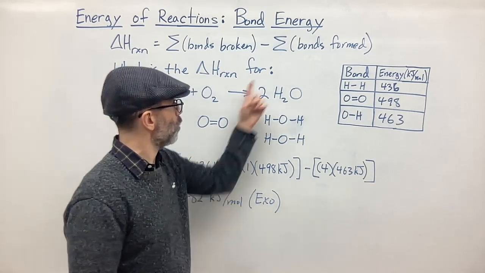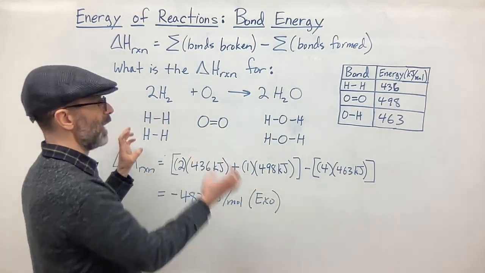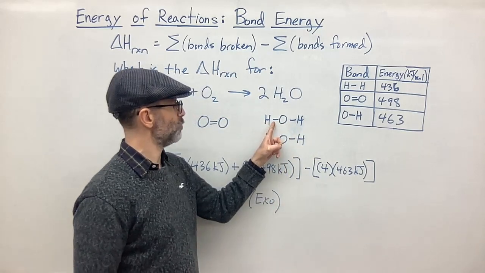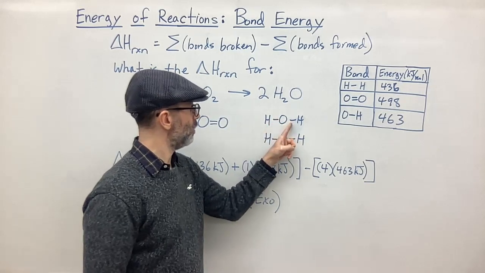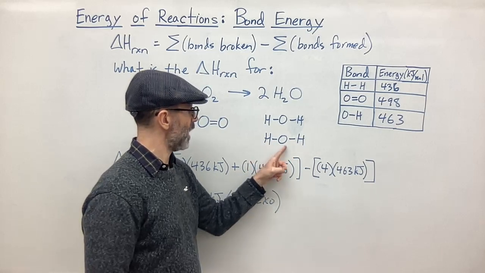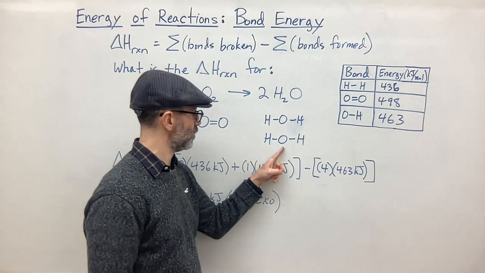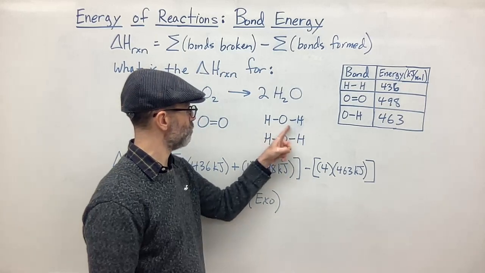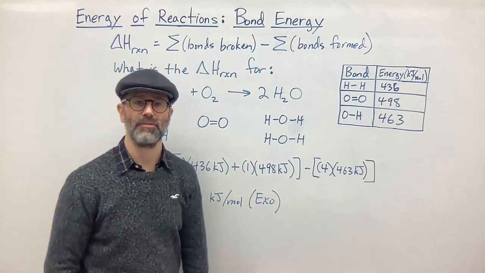And for water, when we break these atoms apart, we have to reform the atoms into 2 water molecules. That means we're going to form 1, 2, 3, and 4 hydrogen-oxygen single bonds. We have 1 hydrogen-oxygen single bond, another hydrogen-oxygen single bond, and then 2 more here. So that's a total of 4 hydrogen-oxygen single bonds that we have to make.